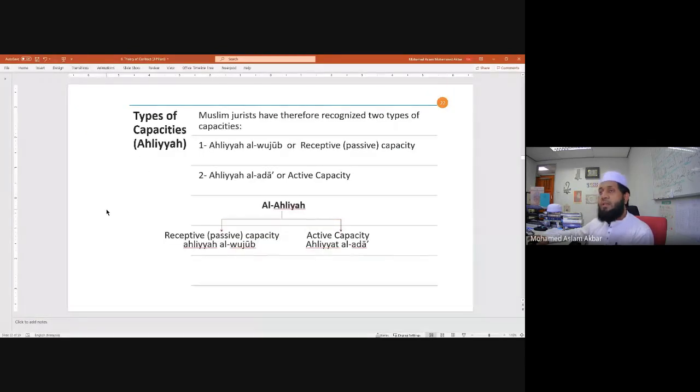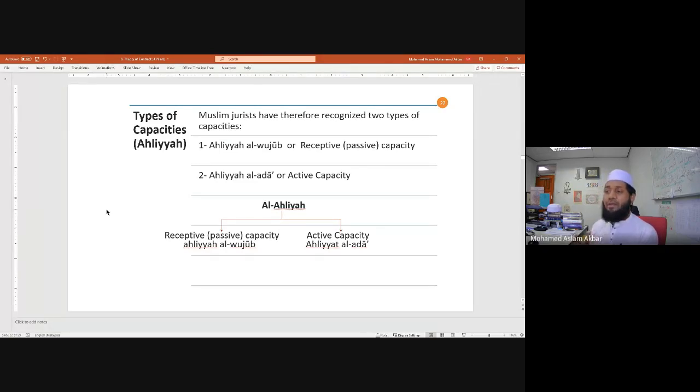Okay. Here we are going to talk about the types of capacity. As I told you, there are two types of capacity. The first one is Ahliya al-Wujub, receptive capacity, and then you have Ahliya al-Ada, which is active capacity. So you have two types. The first one is receptive passive capacity.